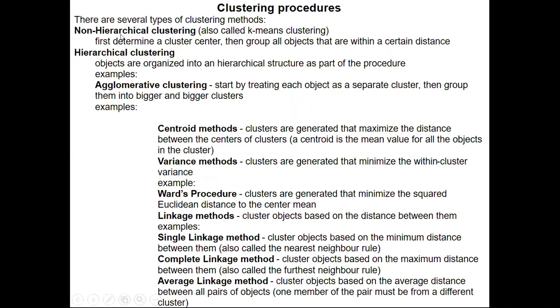Here there are non-hierarchical methods. One methodology we use is k-means clustering. And then hierarchical, where you have single linkage and multiple linkage, etc. That is how you do agglomerative clustering, etc. You can do that here as well. Right?